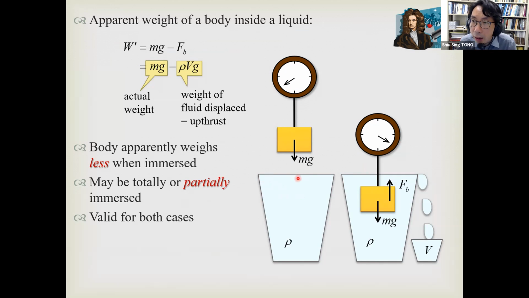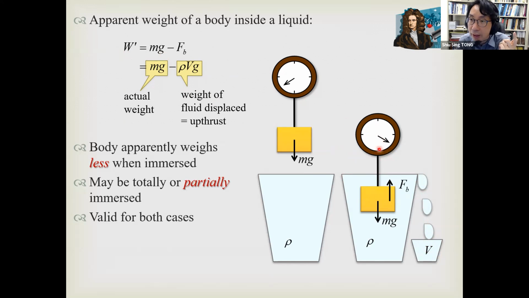And suppose now I have the liquid level of this container full, so that when I put this object into water, the liquid is displaced out. So I have another container collecting the displaced liquid. And the volume of liquid displaced in this example is exactly equal to the volume of this object.